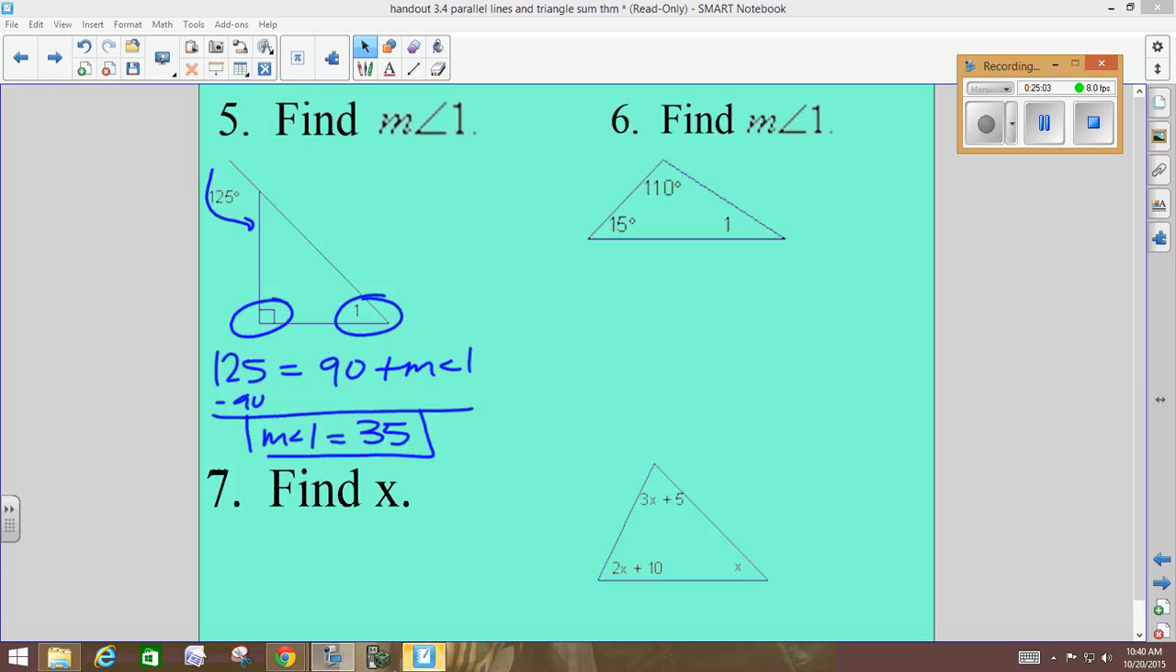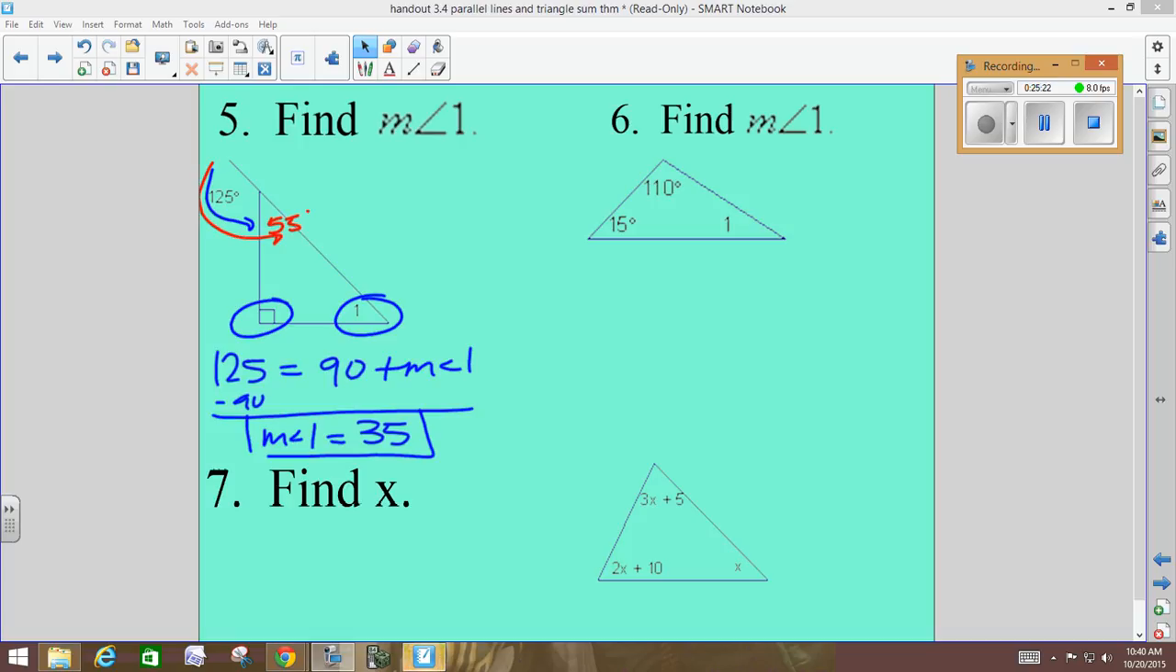Let me guess your way. Could you subtract this from 180 and get 55? And then use the triangle sum theorem and all three equal 180? Good. They're both correct. Okay? There's not just one way to answer these sometimes. There's multiple ways. Number 6.